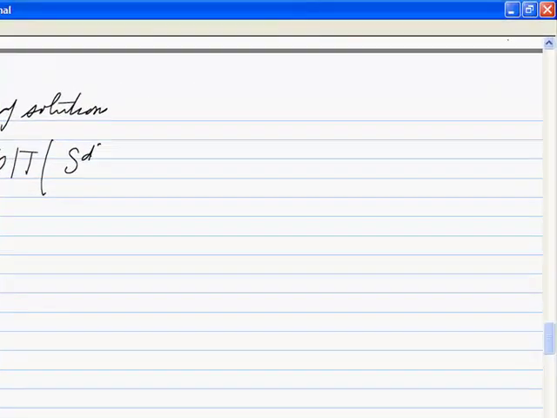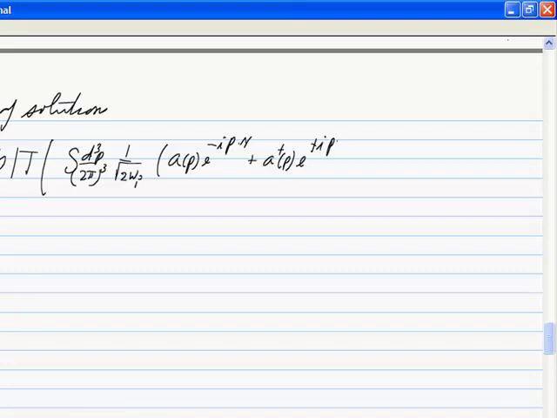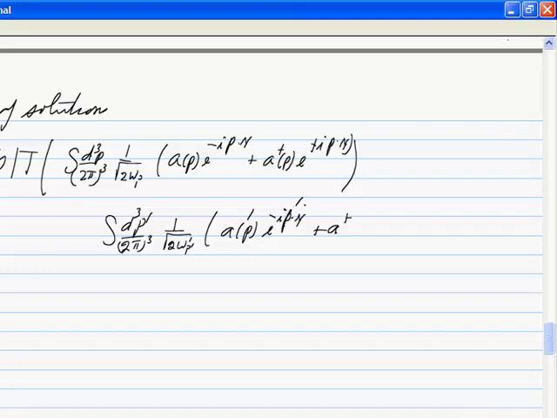Well, phi is the integral d3p over 2 pi cubed, 1 over the square root of 2 omega p, a of p e to the minus i p dot x plus a dagger of p e to the plus i p dot x. And then the other one, so that's phi, and here's phi prime. My integration variable will be p prime, 2 pi cubed, 1 over the square root of 2 omega prime. Same thing, a of p prime e to the minus i p prime dot x plus a dagger of p prime e to the plus i p prime dot x prime, then the vacuum.